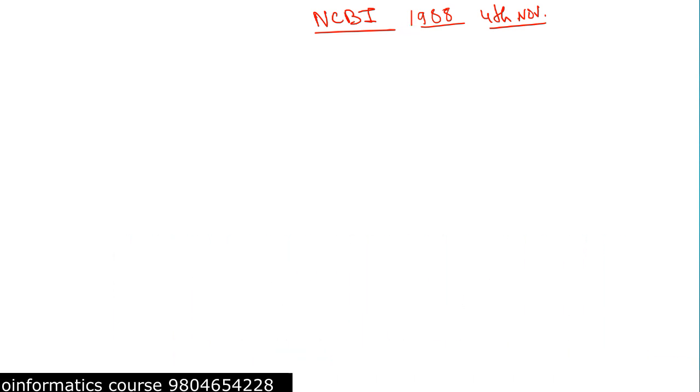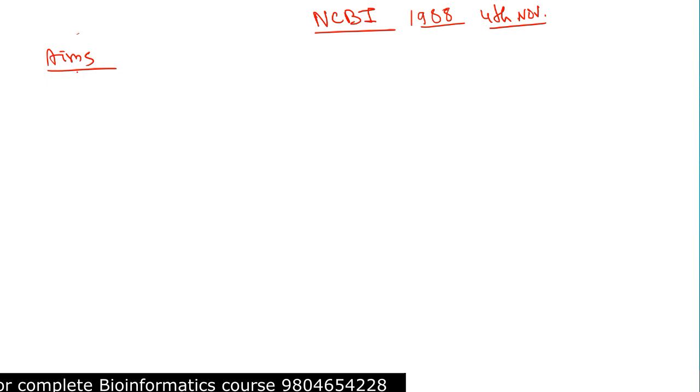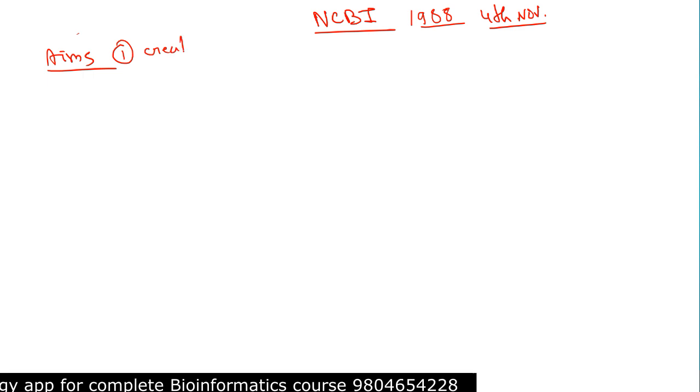It hosts multiple databases under NCBI, and that can be sequence databases for genes, sequence databases for proteins, and structural databases as well. So we'll see that. What are the aims of NCBI? They can ask you a question from that. So let me talk about the aims. The aim number one is to create and maintain a public database.